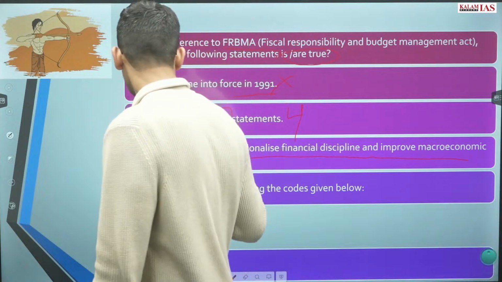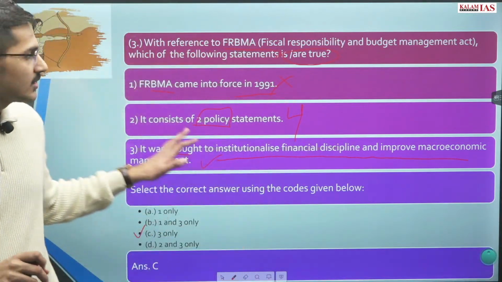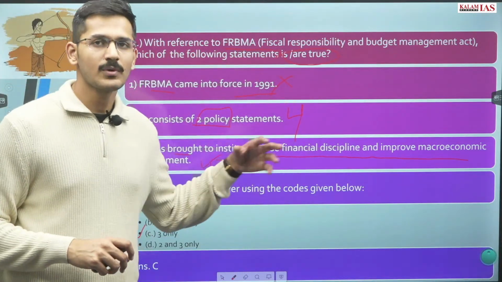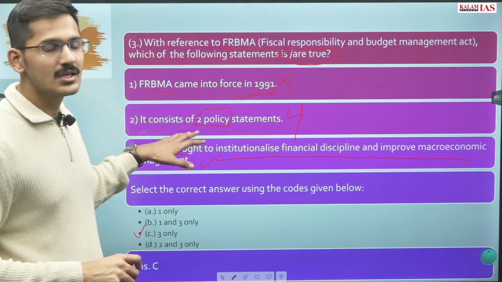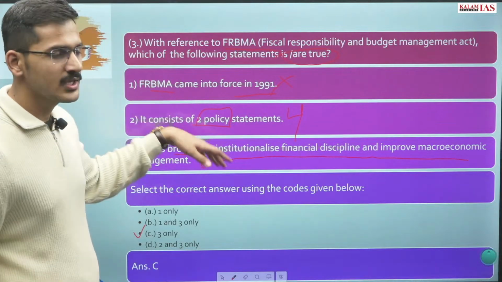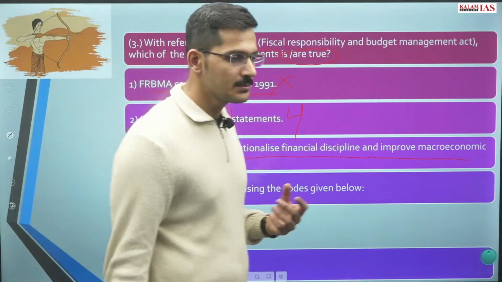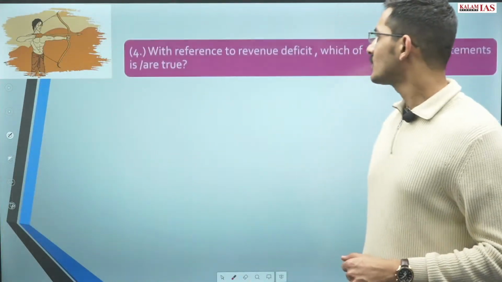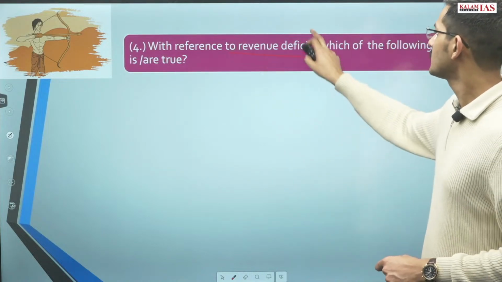Now what are the 4 policy statements? Please look in the detailed answers that are provided by the institute. You will find the name of all the 4 policy statements and the year in which the FRBM Act came into force.